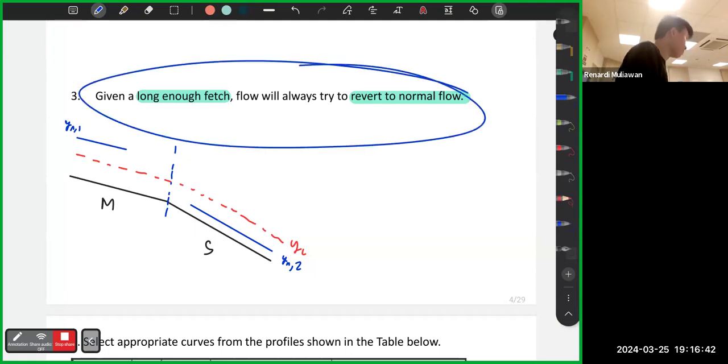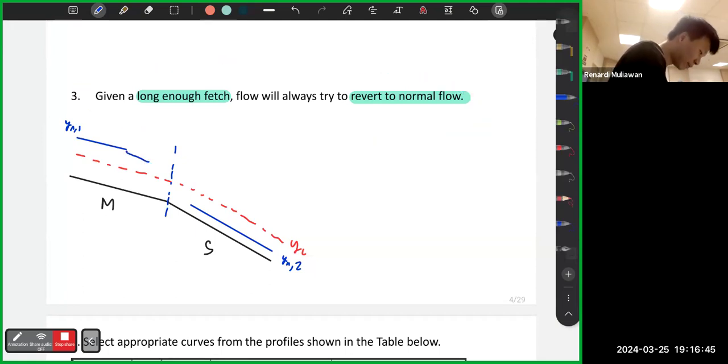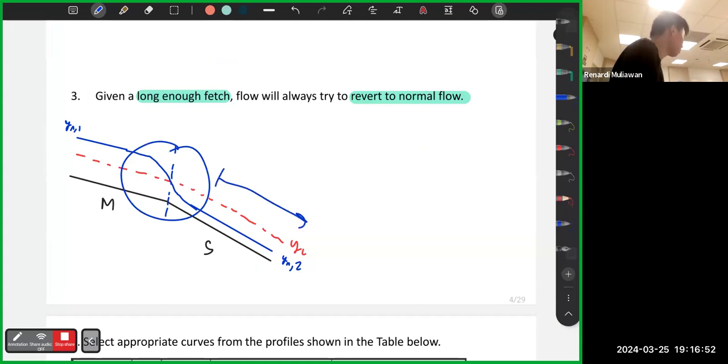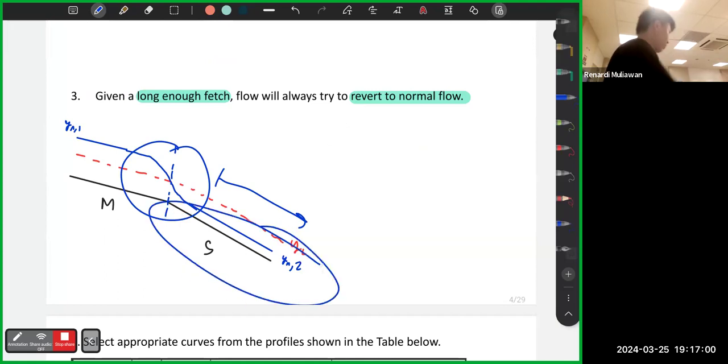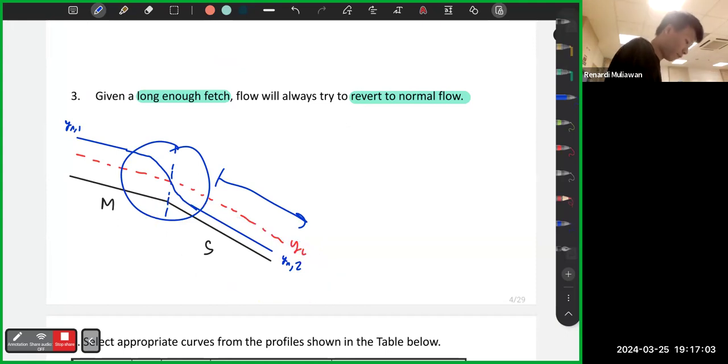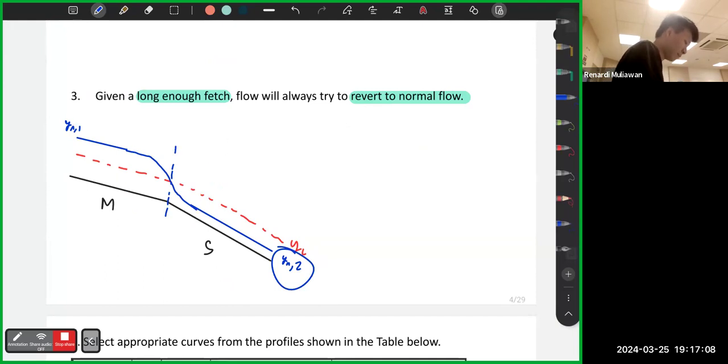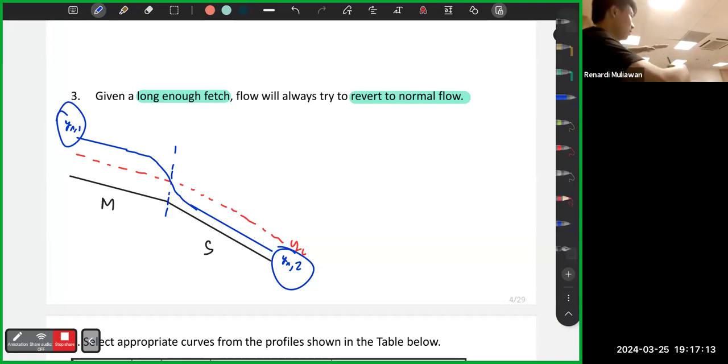So what does this sentence mean? There are things happening here, there's a curve here, a curve here. After this change, whatever comes after it is always the normal depth. So that is what this sentence means. If your stretch is long enough, the flow will always go to the normal depth, same as the mild one. That's your benchmark. It always goes to normal depth when there's no obstruction.